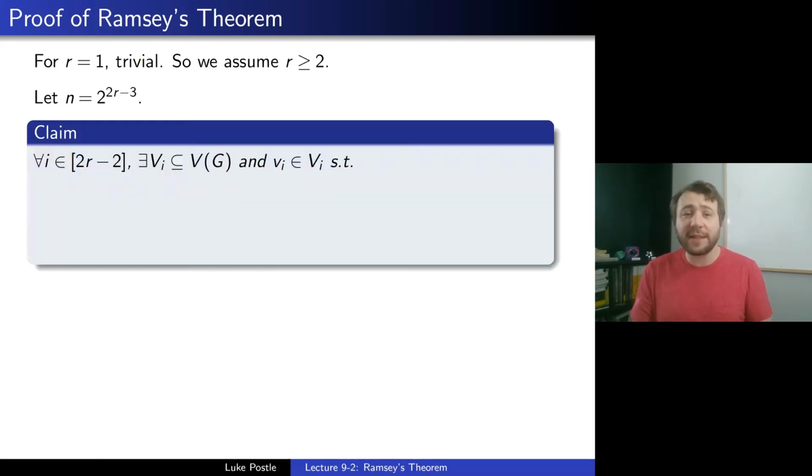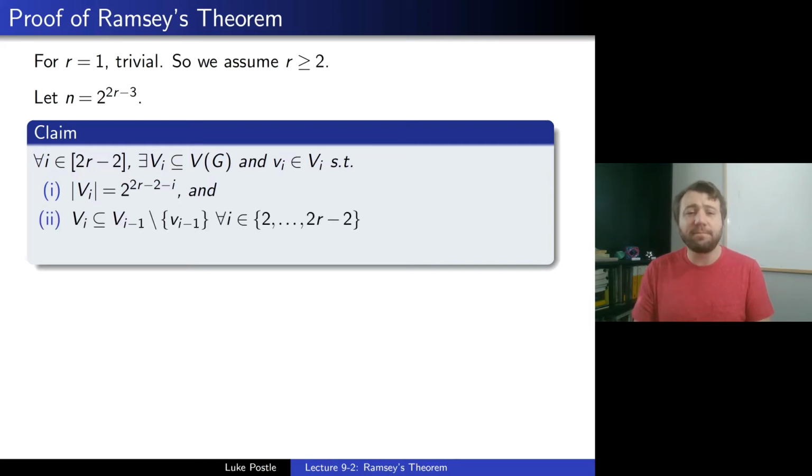And then here's our nice claim. The claim is that for every i up to 2r minus 2, there exists a Vi, a subset of V(G), and a little vi in big Vi. So you can find a vertex in this set with the following amazing properties. That Vi is of size 2 to the 2r minus 2 minus i, so it's some kind of power of 2. It's going to be decreasing as i is increasing, so halving each time. We're going to find Vi to be a subset of V(i-1) less little v(i-1), for all, of course, larger i.